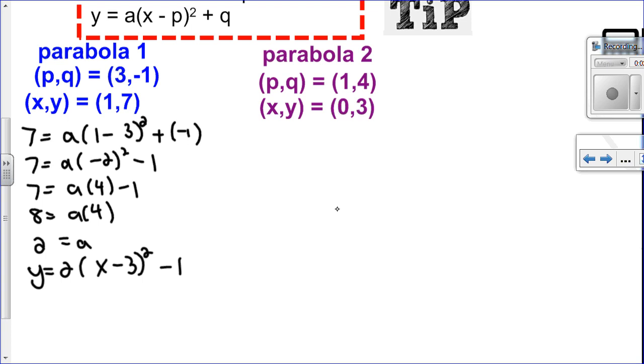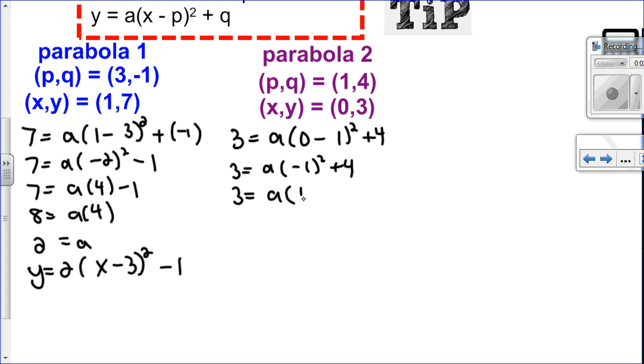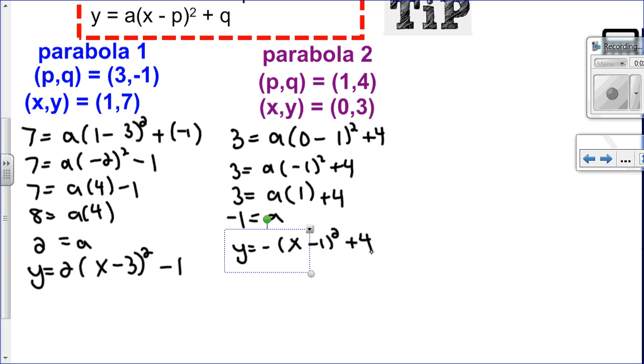My second parabola, again following vertex form, will be y equals a times (x minus p) all squared plus q. So 0 take away 1 is -1, squared, plus 4. So 3 is equal to -1 times -1, which is +1. Subtract 4 from both sides and I get a is -1. So my equation for my second parabola is y equals -(x minus 1) squared plus 4.